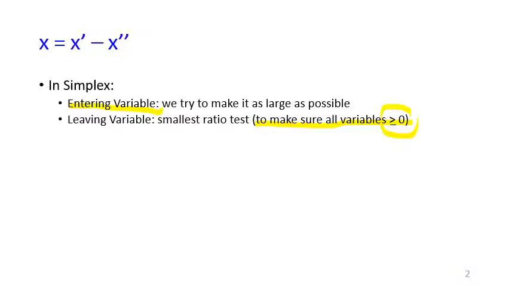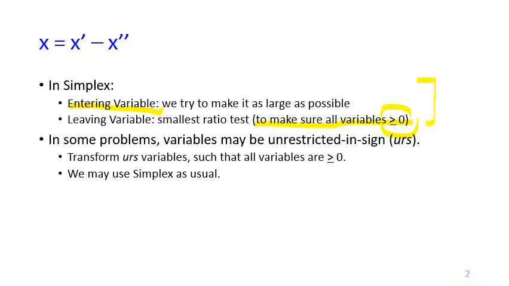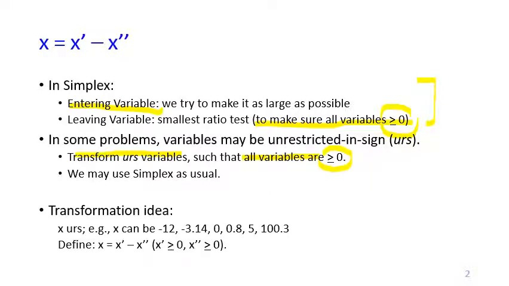What we are going to do here is to handle the unrestricted in sign variable such that we can still do the same simplex procedure. So we will not change the simplex procedure, but instead we are going to do something to change the unrestricted in sign variable, or URS variable, such that we can handle it as usual. So the idea is that we transform the URS variables such that all variables after the transformation are still required to be non-negative. So here's the idea of the transformation.